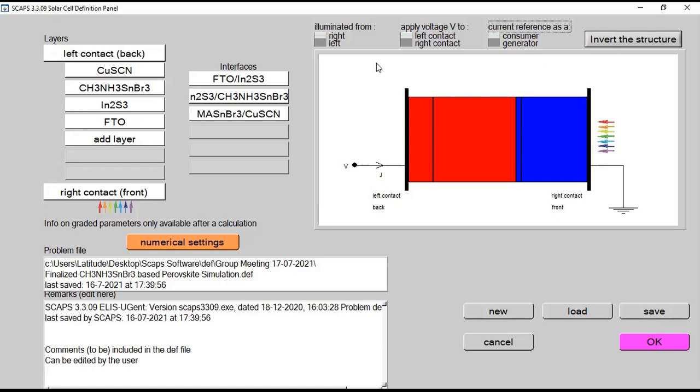Okay, and any other question related to analysis or structure or material or perovskite, etc.?